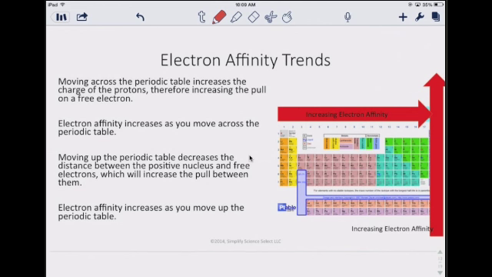As we move across the periodic table, it increases the charge of the protons, therefore increasing the pull on a free electron. So if there's one floating around there, it increases the charge. Now electron affinity increases as you move across the periodic table. Okay? And then moving up the periodic table decreases the distance between the positive nucleus and the free electrons, which increases the pull between them. So electron affinity increases as you move up. The main thing, electron affinity increases that way. So it increases as you move up and it increases as you move right. So it's basically the same as your ionization energy. It increases that way.